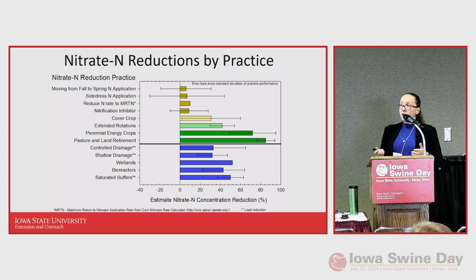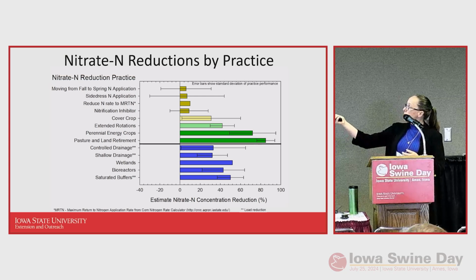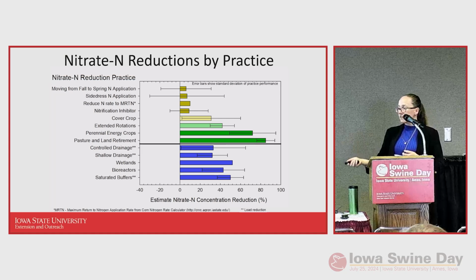Now, not all of these practices improve quality quite as much as one another. Our yellow here are our nutrient management, green are land management, and blue are edge of field management practices and how well they reduce nitrate.